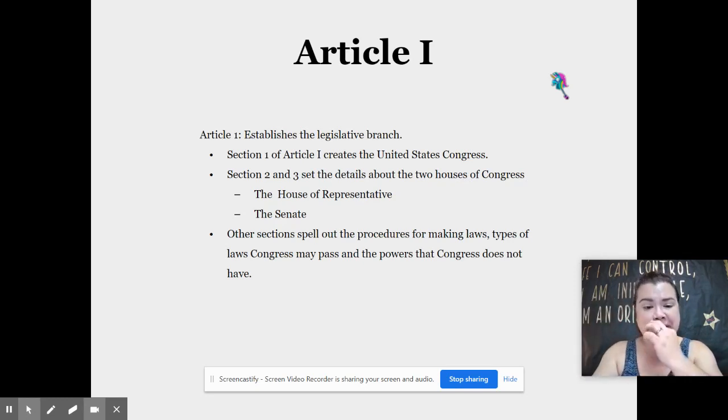So the other sections of the article spell out the procedures for making laws, the type of laws Congress can pass, and the powers that Congress does not have. So it's very specific about what powers it does have and the powers it doesn't have. If it falls anywhere in between that, it could be considered a gray area that could be interpreted later.